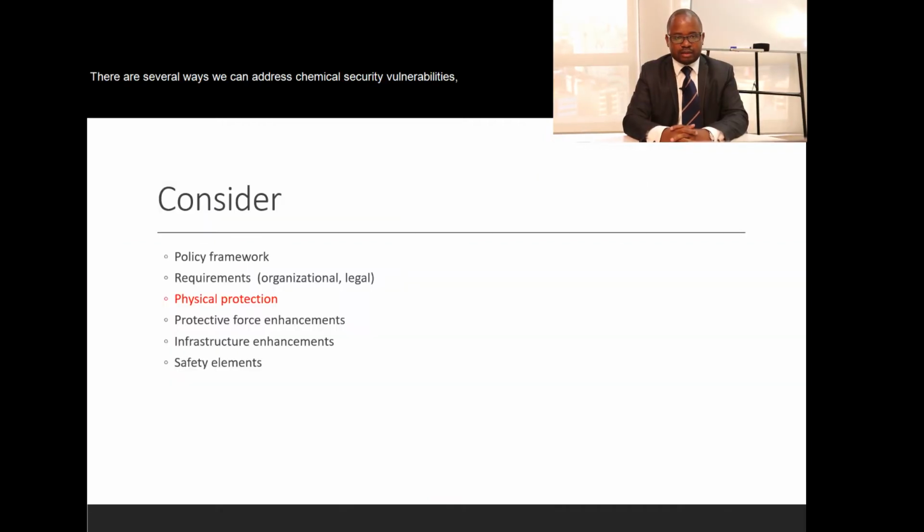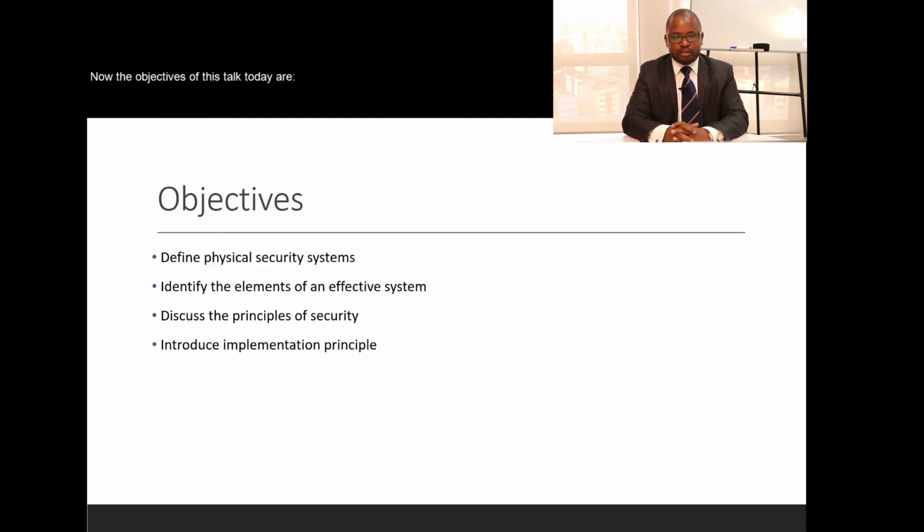There are several ways we can address chemical security vulnerabilities, but we will focus on physical protection. Now, the objectives of this talk today are that we'll define physical security systems, identify the elements of an effective system, go into some principles of security, and introduce the implementation principle.